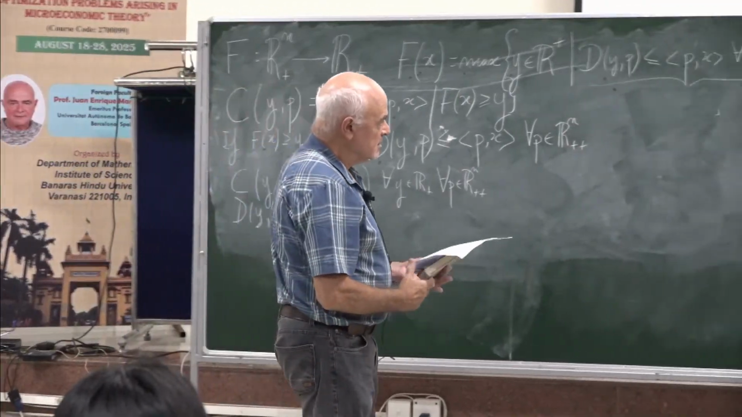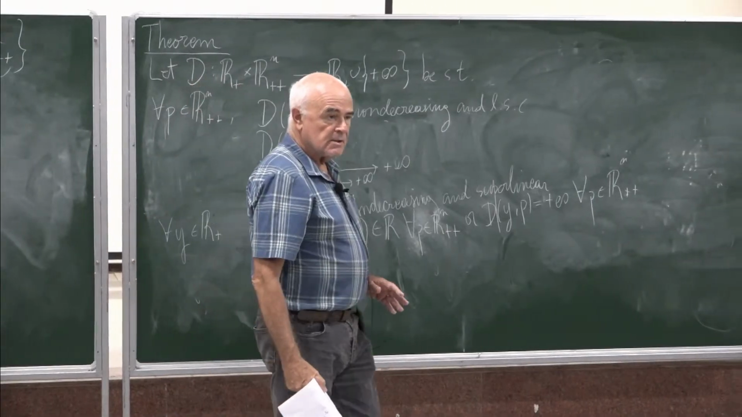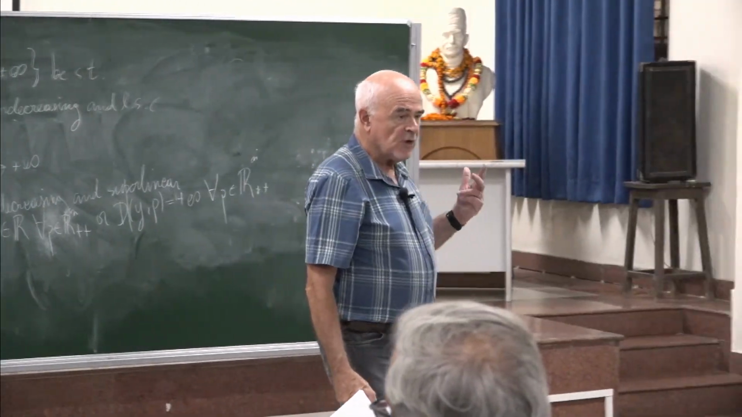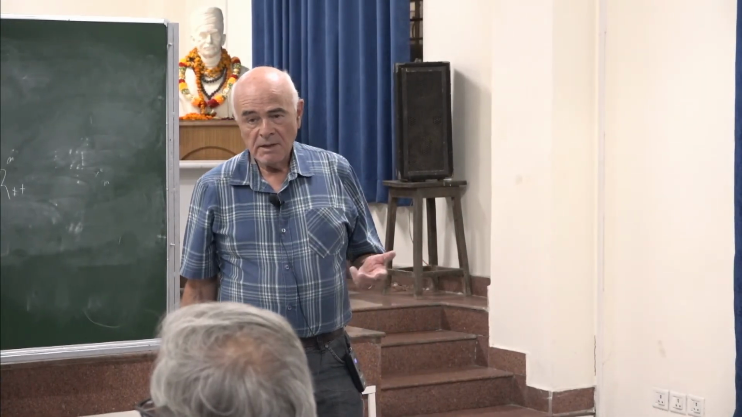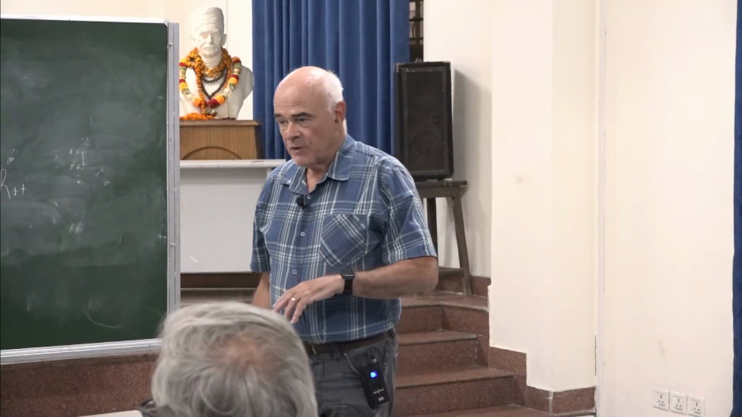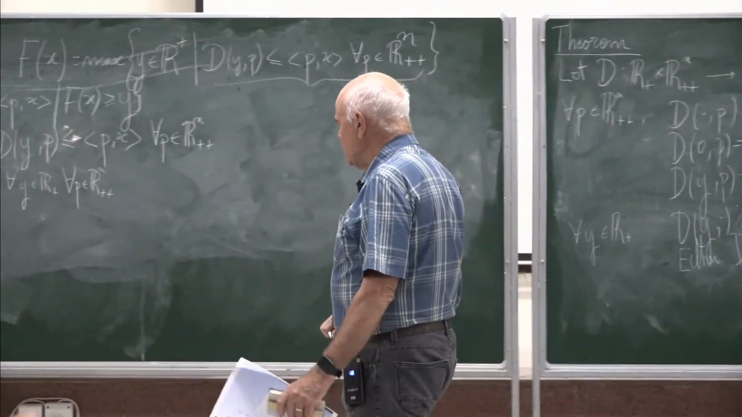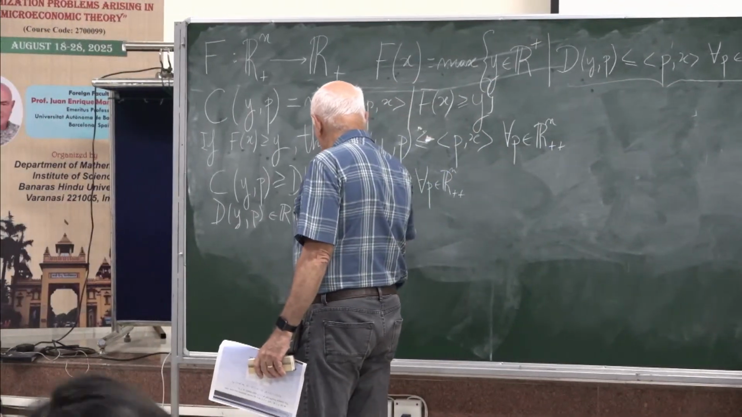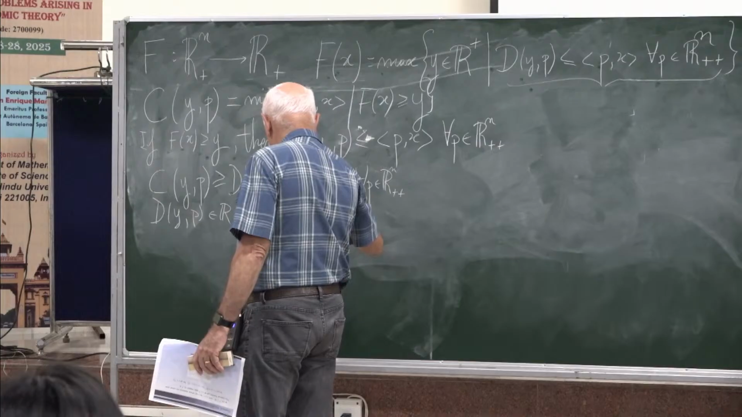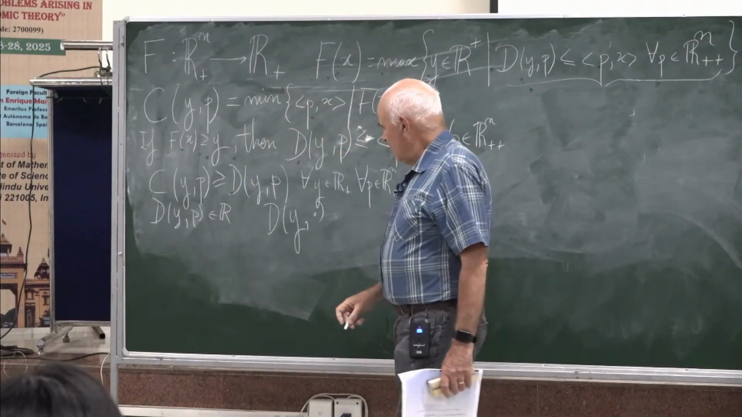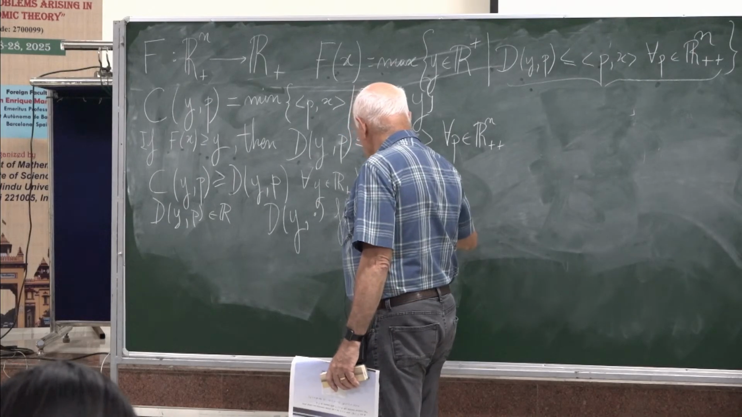But look at this condition. This condition says that if this is finite for some p, this is finite for every p. It's always finite or always plus infinity. So if one time is finite, it's always finite. So this means that this function is finite valued everywhere.